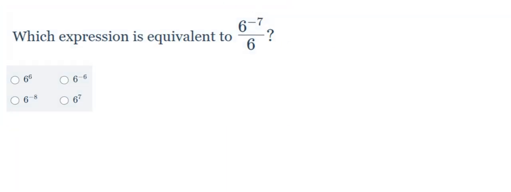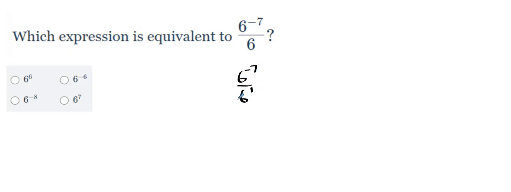Okay, let me move this down a little. So let's start with the original problem. We have 6 to the power of negative 7 divided by 6. Recall that anytime you have a base and the exponent is not there, you can give it a 1. And the reason I would suggest you write this is a common misconception is some people think it's a 0, and that's in fact false.